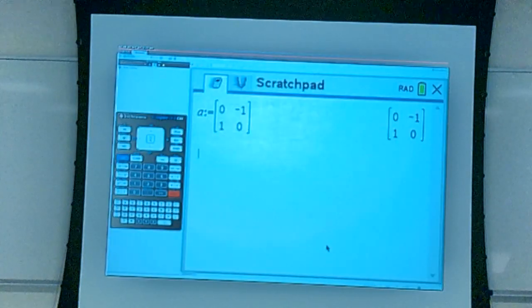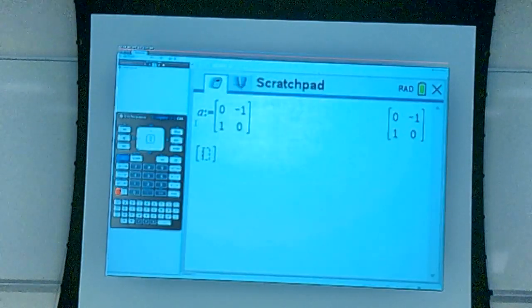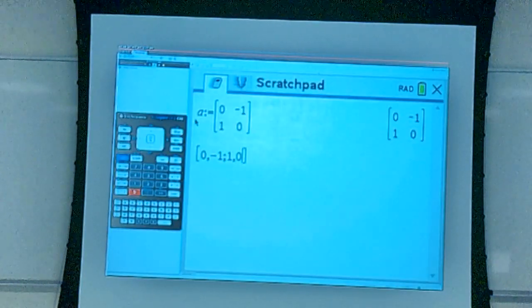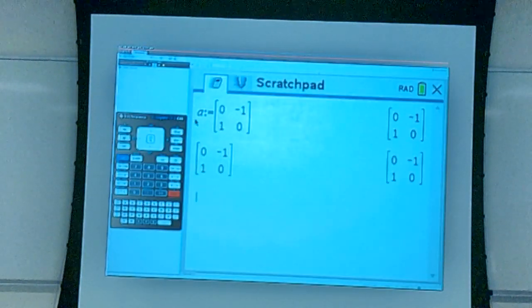Enter, that's now stored. Alternatively, it's just this. In your brackets, first row, all elements of that row separated by commas, semicolon separates your rows. If I just hit enter here, that'll give you the matrix. So whichever way you want to do it.